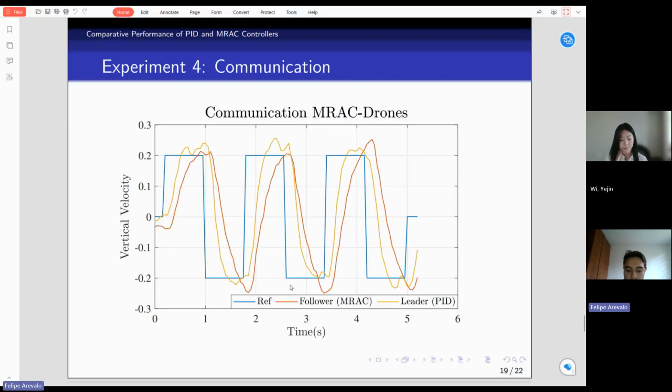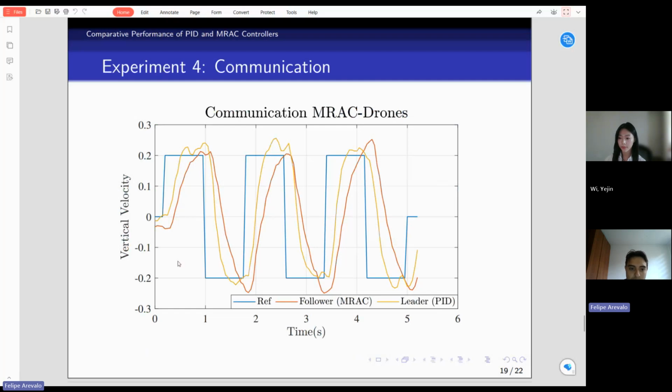So far, with the experiments that we have done at this point, we were just considering experiments of the PID or the MRAC independently, validated with different changes in the parameters of the model. So now for the last two experiments, we include wireless communications to configure graph configurations in the set of agents that we have in the laboratory.